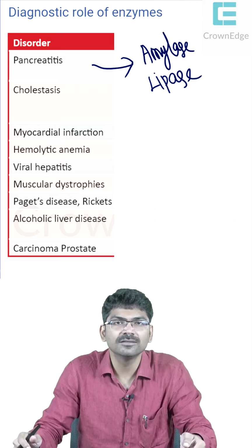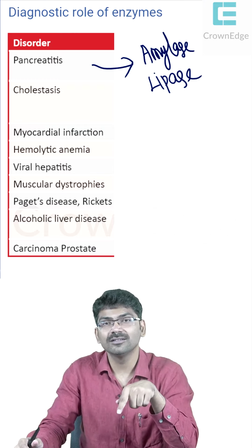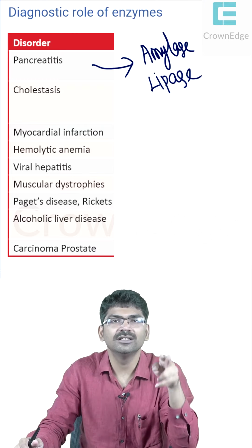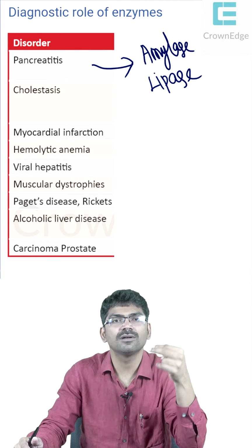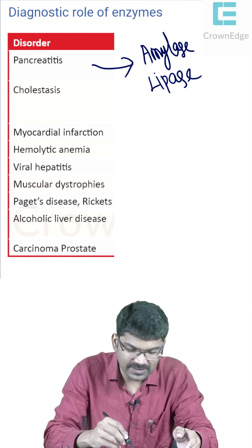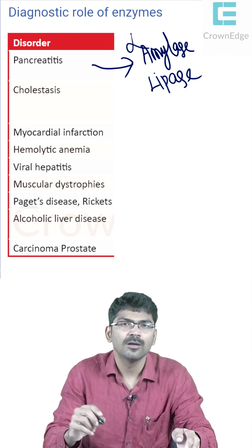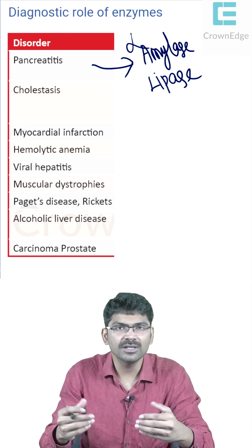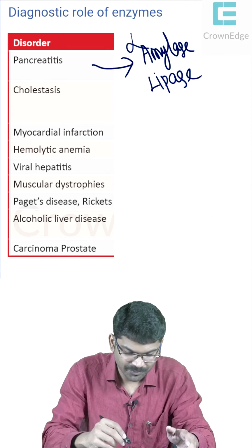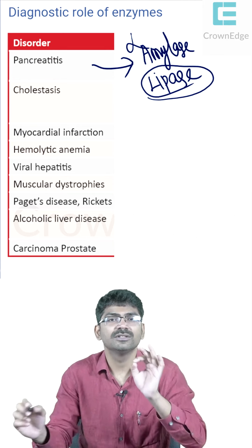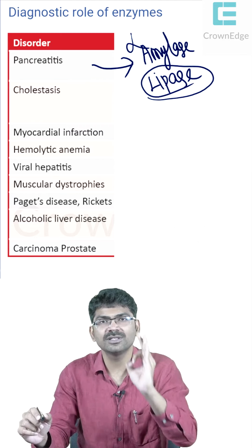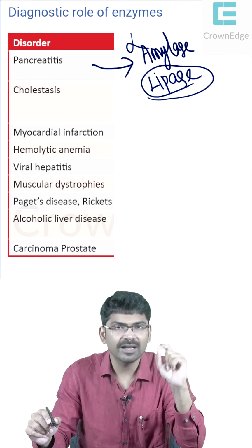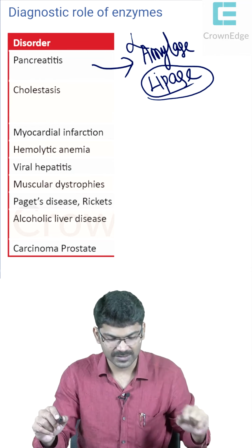Out of these, which is more specific? Amylase can be elevated in non-pancreatic disorders also. So amylase is not specific, but still in many laboratories, if you see, they measure amylase. Lipase is the one which is more specific. Remember this: if they ask you the more specific enzyme for pancreatic disorder, it will be lipase.